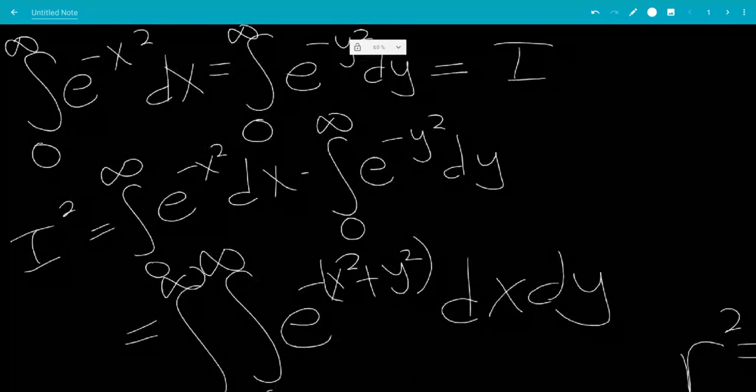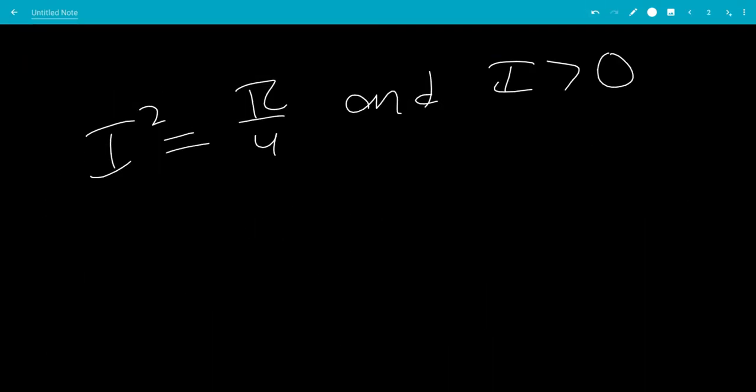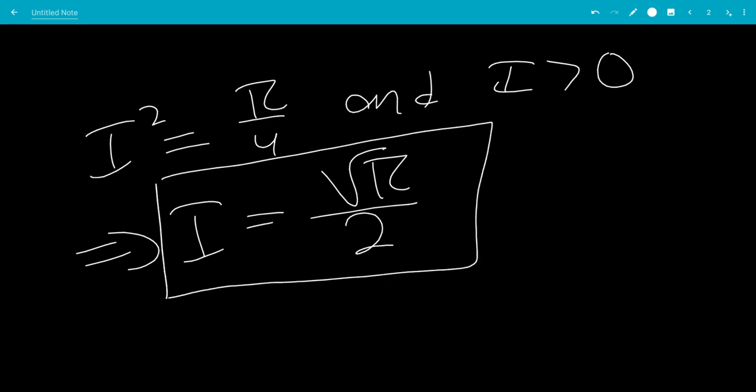Because the original integral, this function is never negative, so it's greater than 0. So this means that I is only the positive square root of pi over the square root of 4, which is just square root of pi over 2. So that is the answer to this integral, and that's the end of the video.